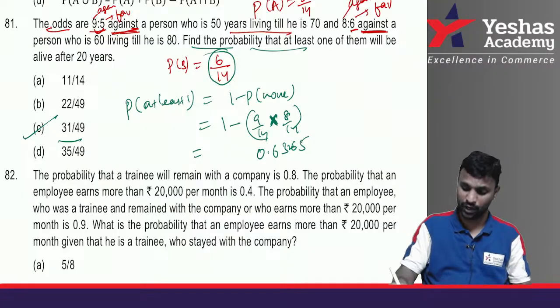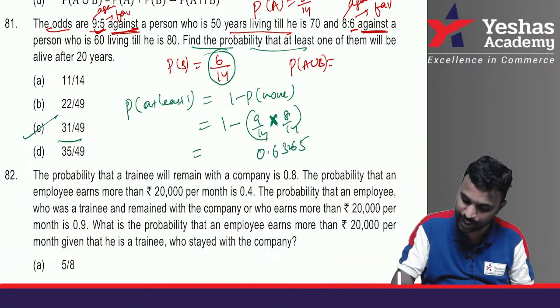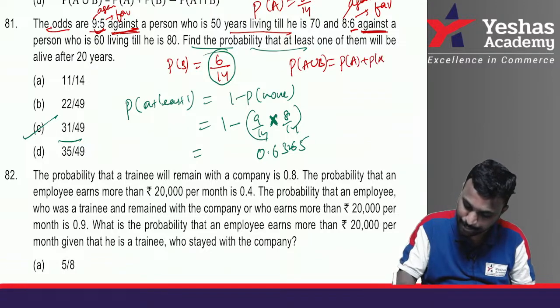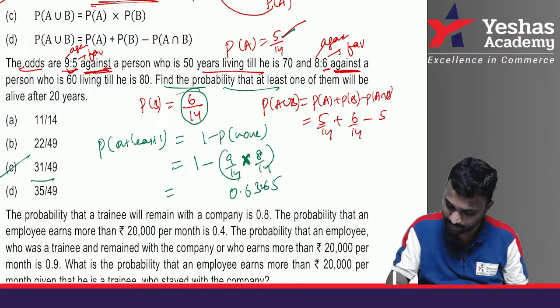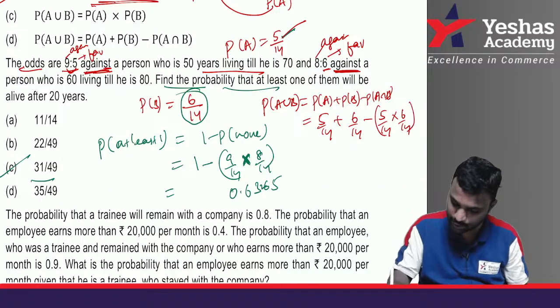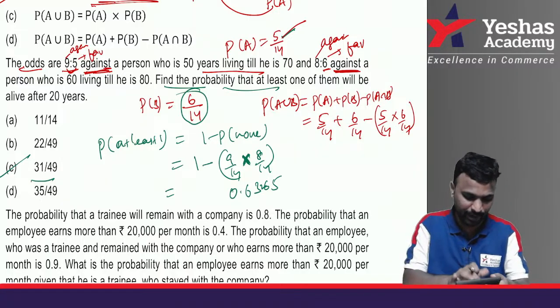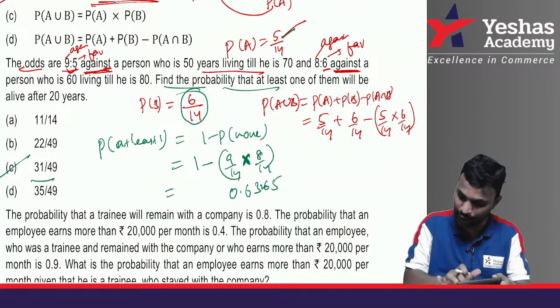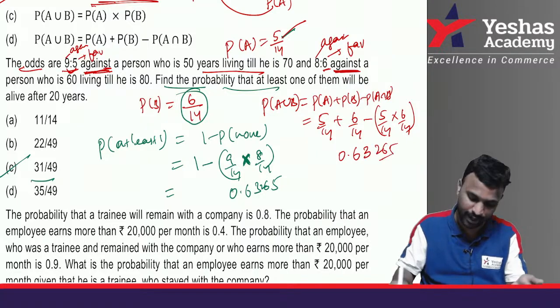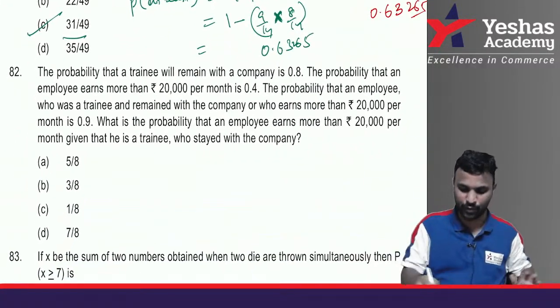Of course, you can solve this question in one more way, by using at least one means P of A union B, which is P of A plus P of B minus P of A intersection B. So for P of A, surviving probability only, we can take 5 by 14. P of B is 6 by 14. P of A intersection B, they are independent, obviously 5 by 14 into 6 by 14. If you solve this, how do you solve? 5 divided by 14 plus 6 divided by 14 plus 5 divided by 14 into 6 divided by 14, minus the product. The result is the same, 0.63265. You can solve in both ways. Moving on to the next question, guys.